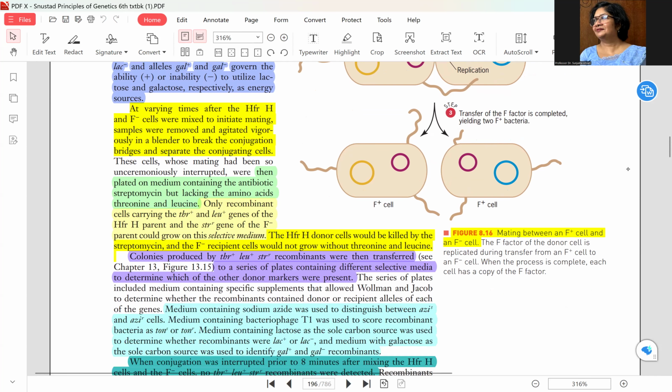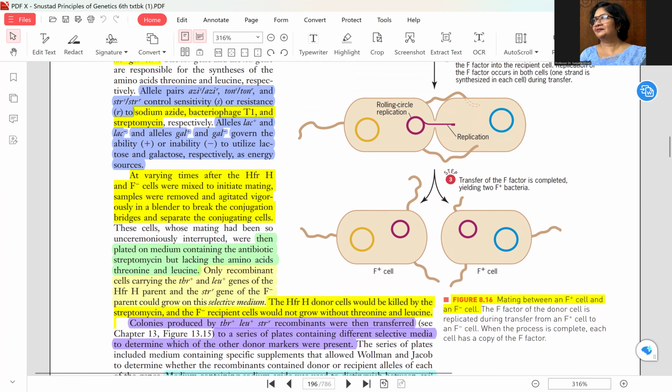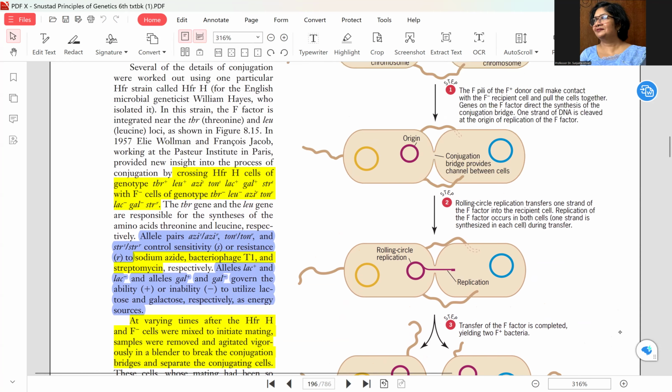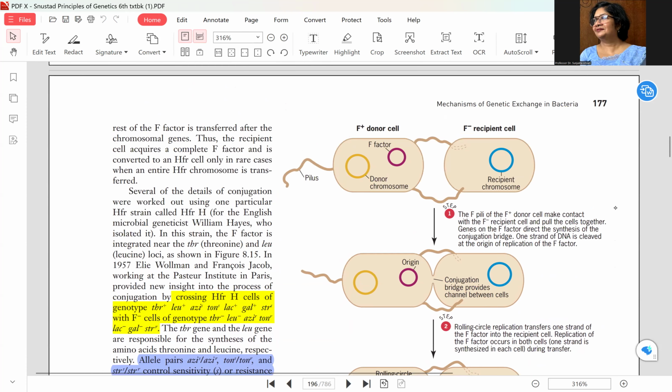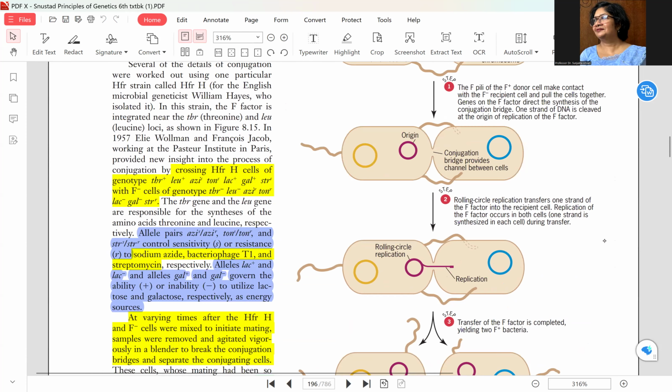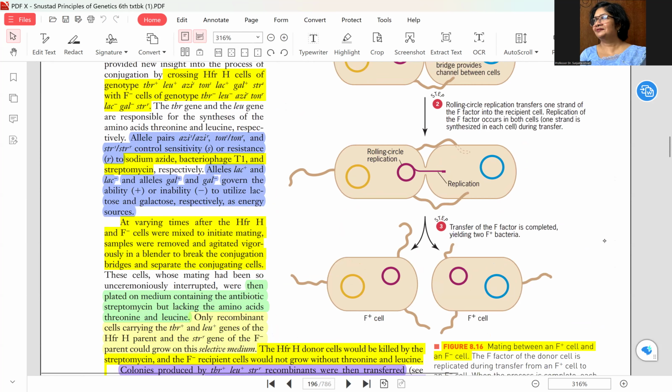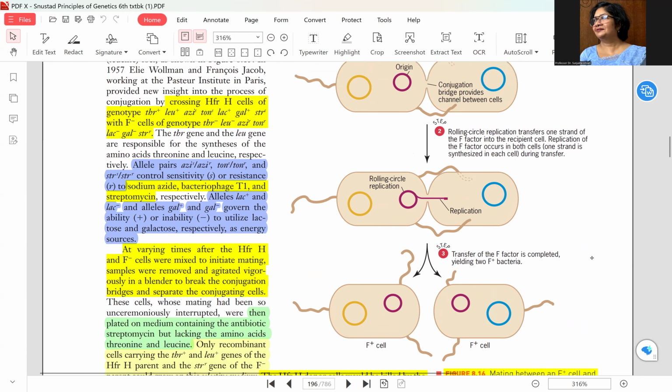Now, this is what happens in bacterial cells, but we as humans can use this process to our advantage. Since we know that HFR cells have a high frequency of recombination, we can use HFR cells for the mapping of bacterial DNA, and we can then find out which genes are adjacent to each other in the bacterial chromosome. So a very simple way of carrying this out is by using two cells, one HFR and the other F minus, in which DNA is transferred from the HFR cell into the recipient cell.